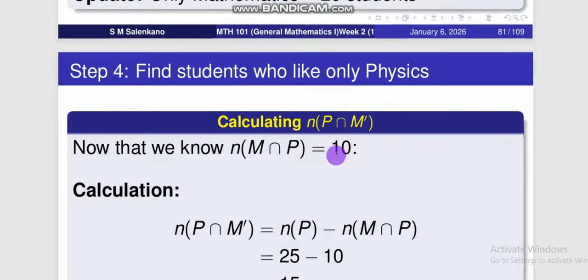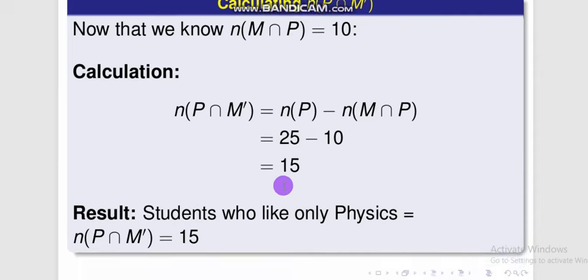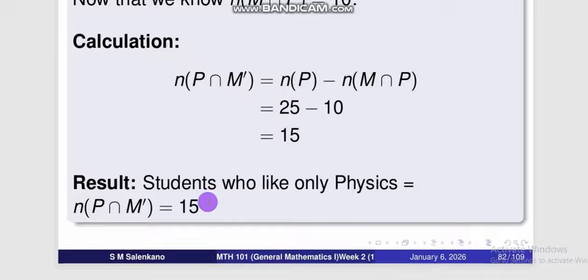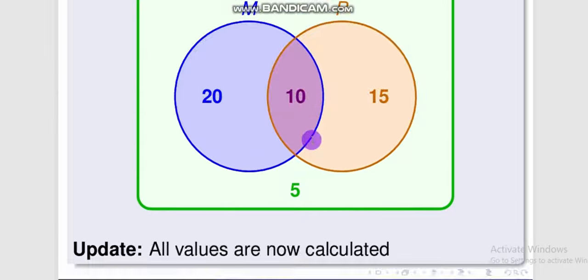The intersection is 10, so physics only without math is equal to total who like physics altogether minus those who like mathematics and physics. So the total was 25, then we say minus 10. 25 minus 10 will be 15, so we got our 15. Students who like physics only will now be the number of P intersection M complement, and that is 15. So again, you see the 15 here. The purpose of repeating this is to show you the update after every solution, right?